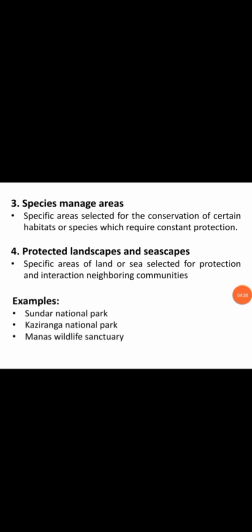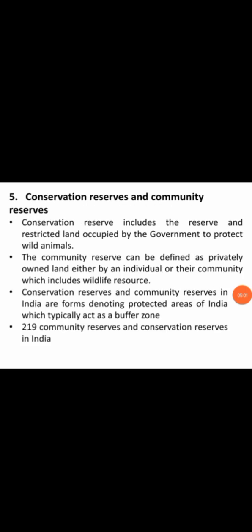Next, species managed areas. Specific areas selected for the conservation of certain habitats or species which require constant protection. Next is protected landscapes and seascapes. Examples are Sundarbans National Park, Kaziranga National Park, Manas Wildlife Sanctuary.